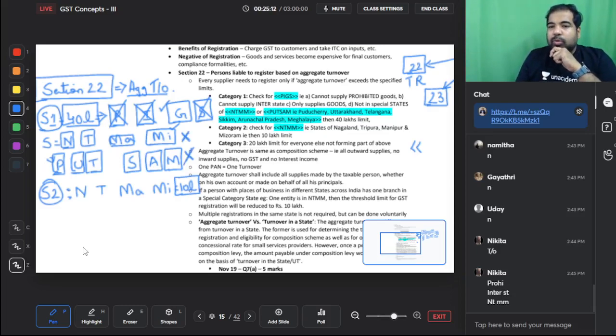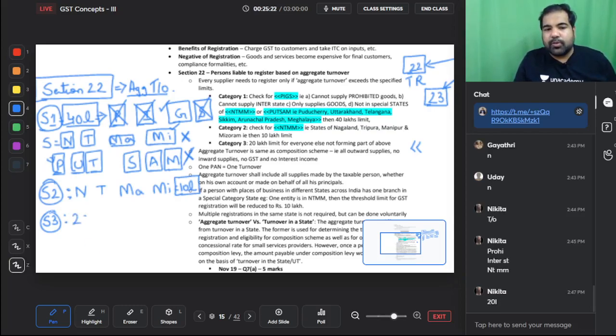Else, guys, step 2, NT-MAMI, how many lakhs? Only 10 lakhs limit. And step 3 is the default. If step 1 is not fulfilled, step 2 is not fulfilled, then the default limit is 20 lakhs. Guys, this is how you will find it very easily. We'll check our knowledge through some ICAI module questions. This is how you will get your limit. Up to this limit, you don't have to worry. Above this limit, you have to register.